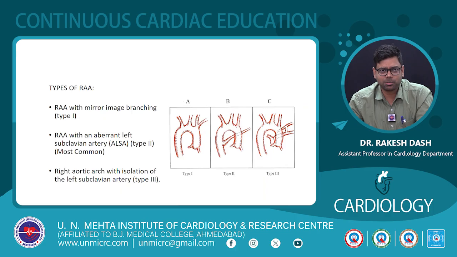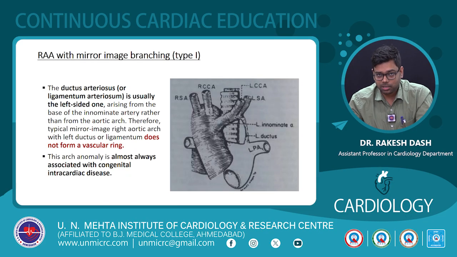There are three types of right aortic arch. Right aortic arch with mirror image branching. Next is right aortic arch with aberrant left subclavian artery, which is the most common type. Then the third type is right aortic arch with isolation of the left subclavian artery.